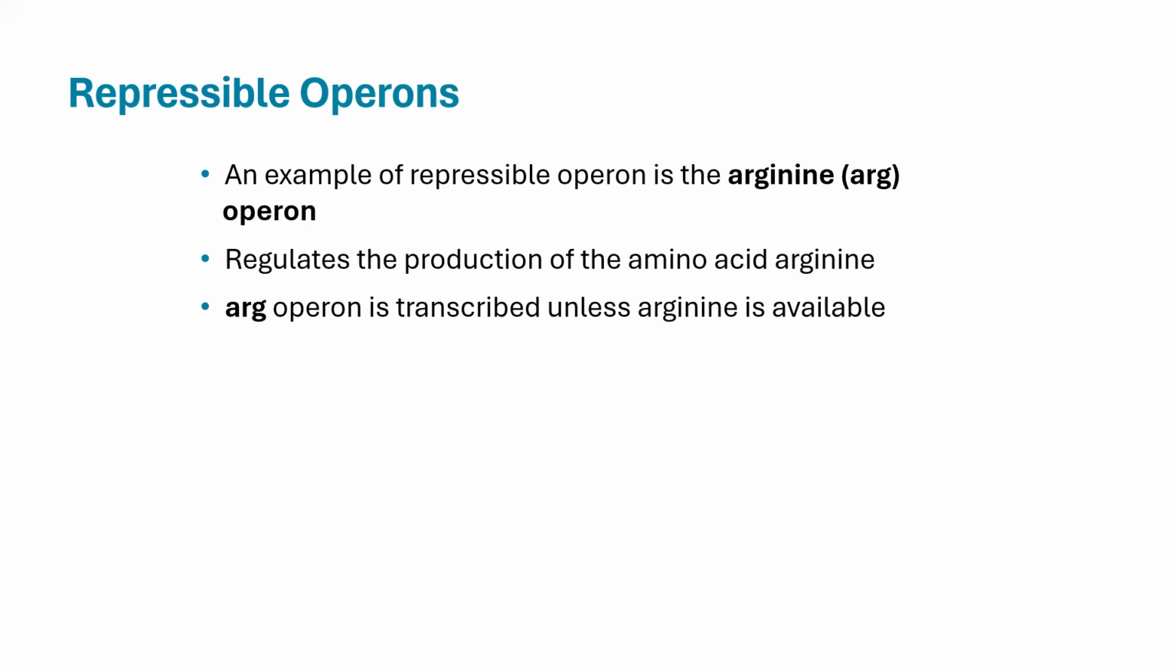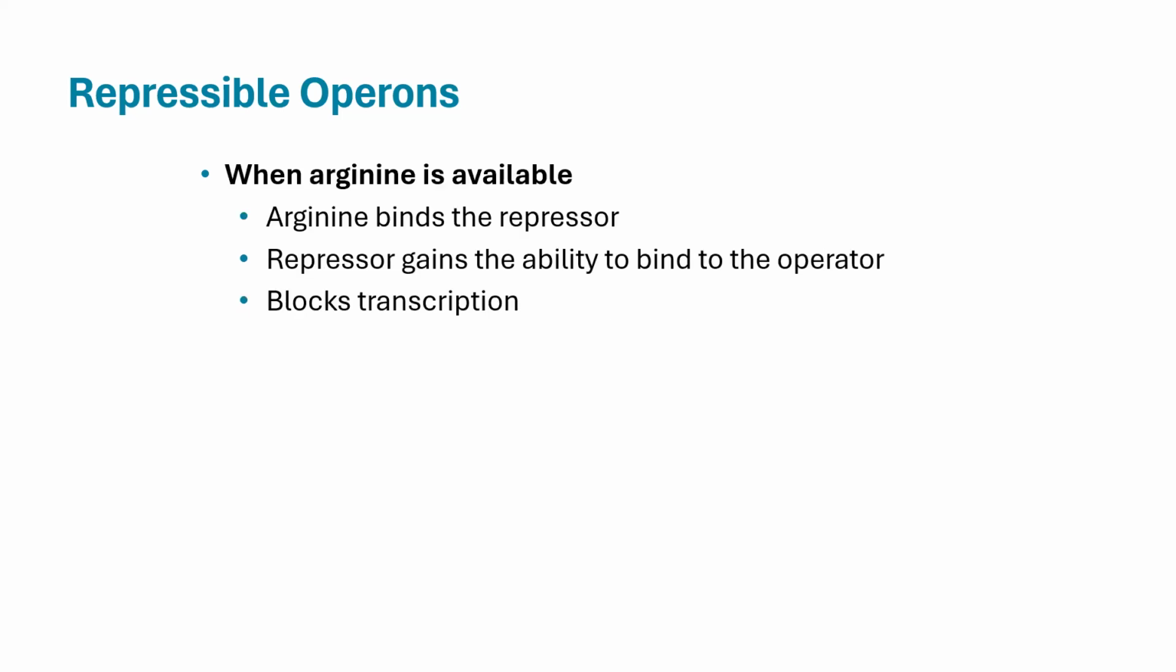Now, an example of a repressible operon, here we have the arginine operon or ARG operon. It regulates the production of the amino acid arginine. The ARG operon is transcribed unless arginine is available. And so when arginine is available, arginine binds the repressor. The repressor gains the ability to bind to the operator and blocks transcription.